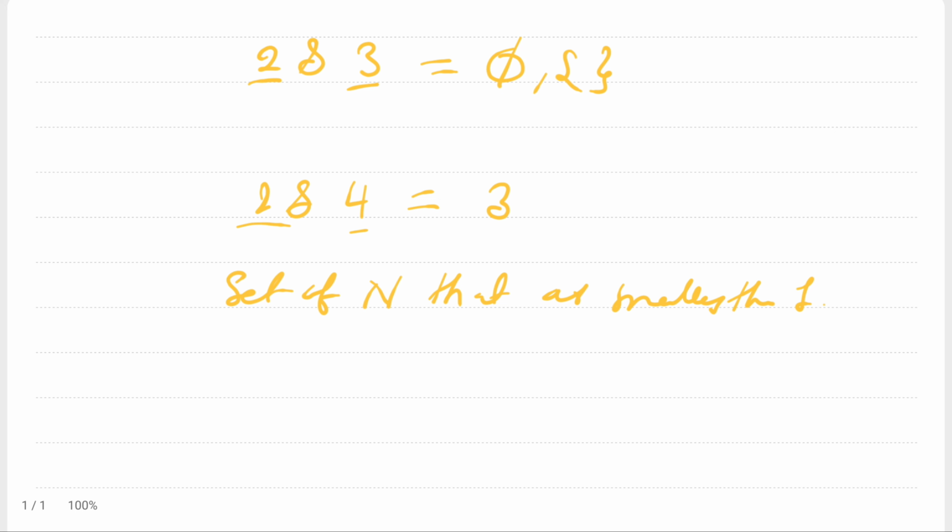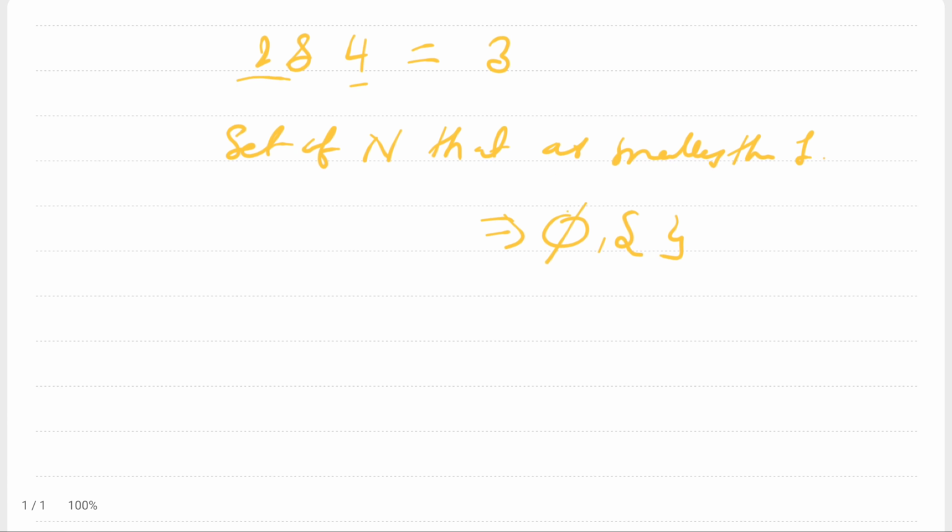Why? Because it does not exist. It does not exist means it is our empty set, because there is no natural number which is less than 1. So this is our empty set. We can represent it like that or like that.